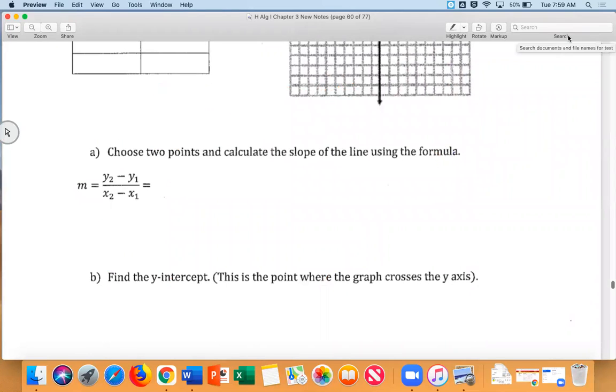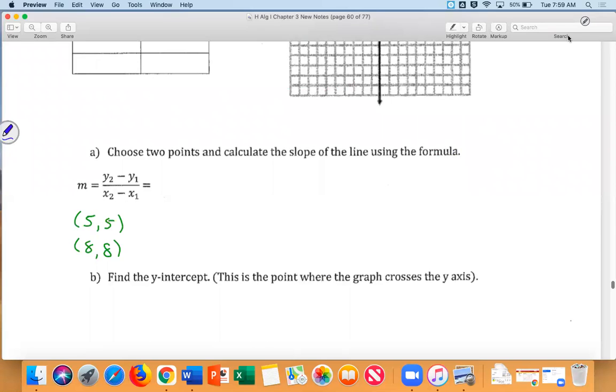So this says choose 2 points and calculate the slope of the line using the formula. So recapping slope and going back into that, Nate gave us 2 points from that table. We had the points (5, 5) and he had (8, 8).